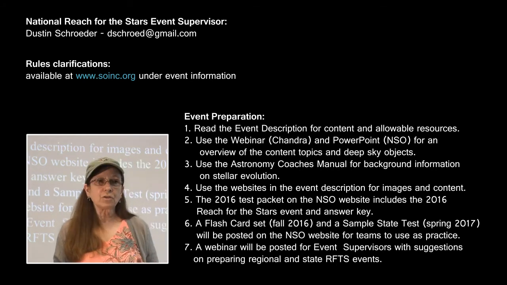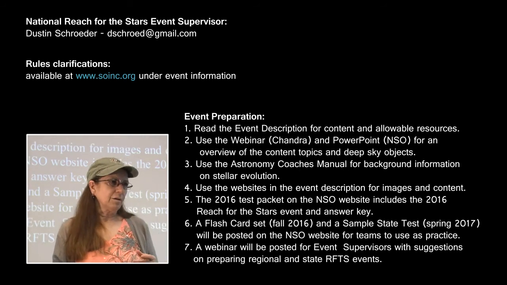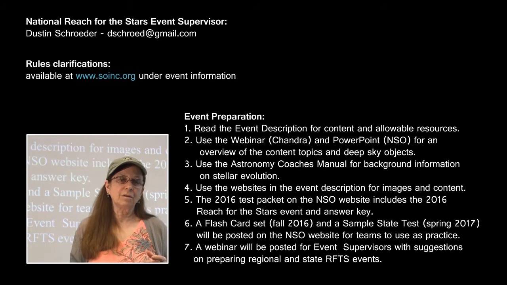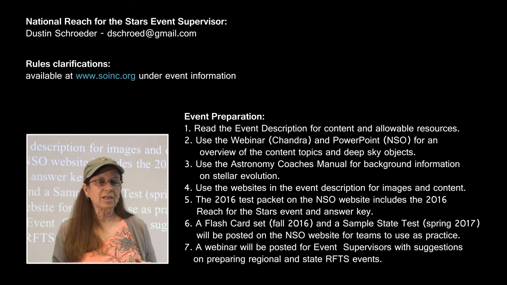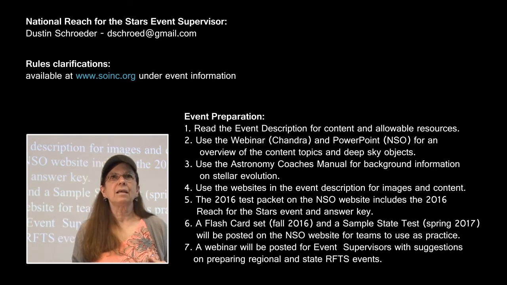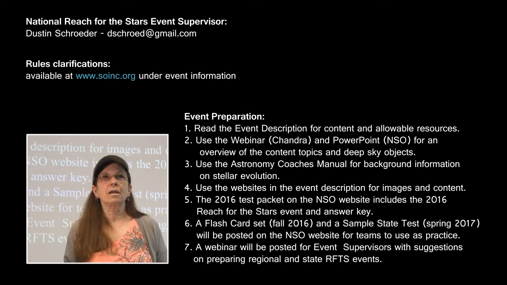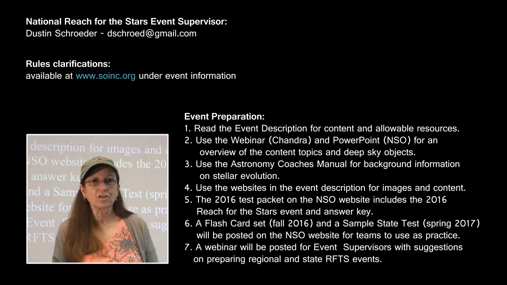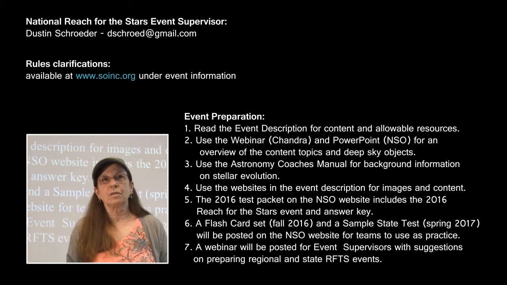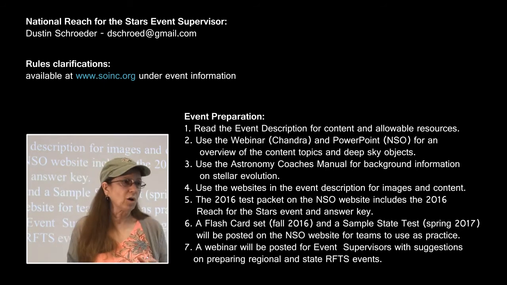Use the Astronomy Coach's Manual for any additional background information you need. Remember, the Stellar Evolution module on the Chandra website has a large introduction in the investigation that talks about investigating supernova remnants. It's a DS9 investigation. There is a nice introduction there with a complete description of the difference between type 2 and type 1A.